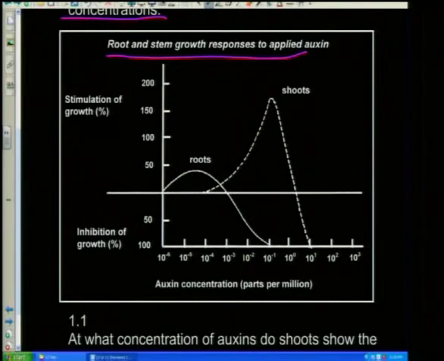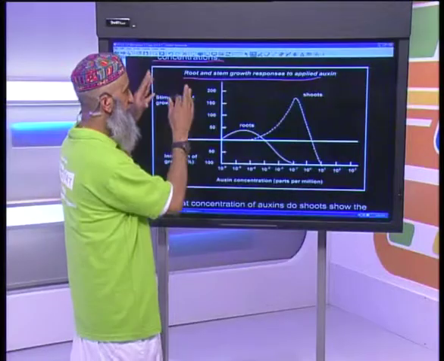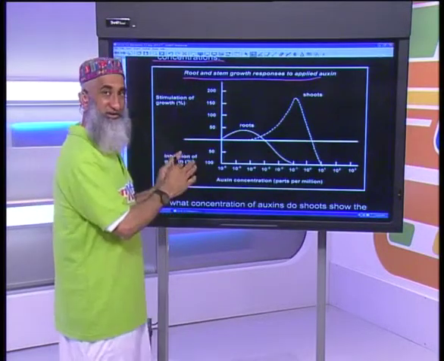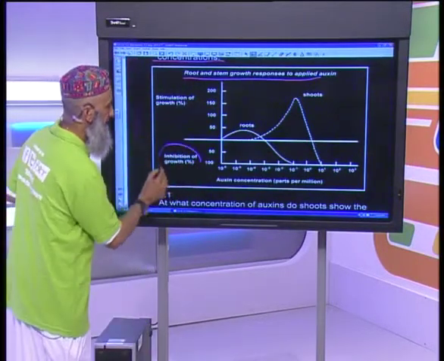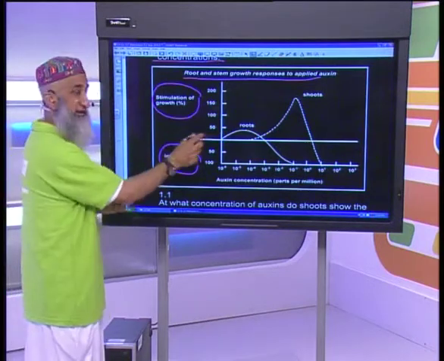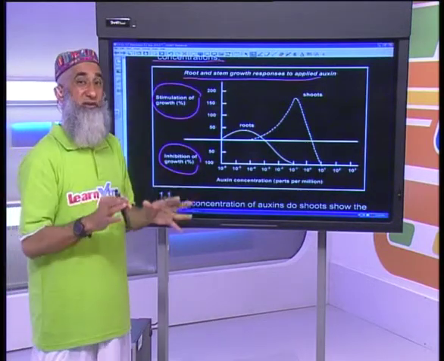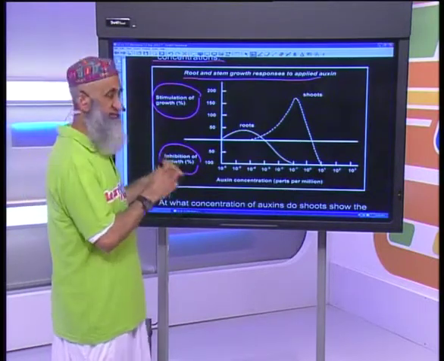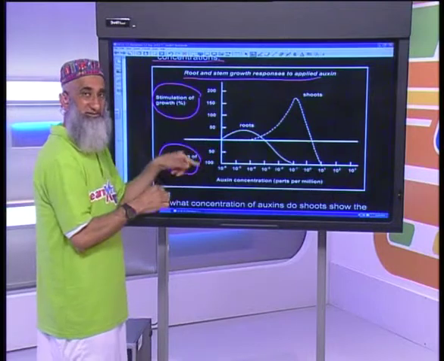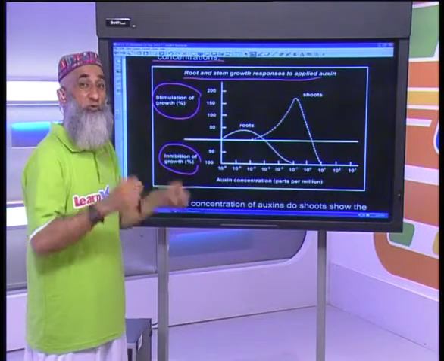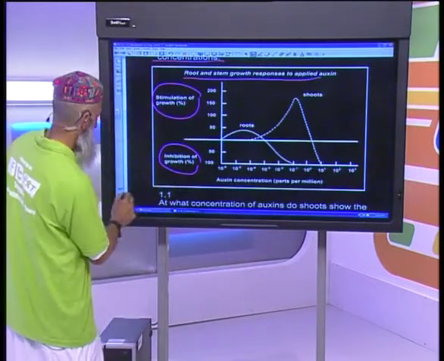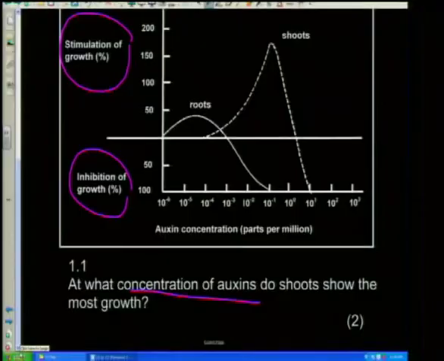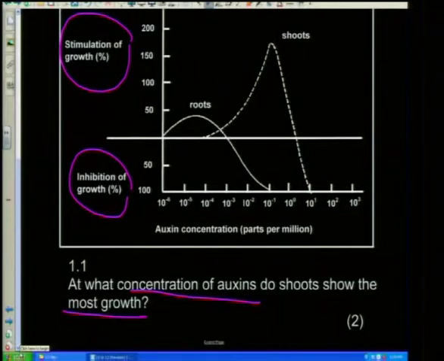Again, guys, how important is it to go through this to understand what is being said here? If you do not look at this point here and that point there and that line in between, you've already messed up the question, because you would not be able to understand what is happening. So first and foremost, you need to absorb what this is telling you. You must negotiate this graph. The first question there: at what concentration of auxins do shoots show the most growth?